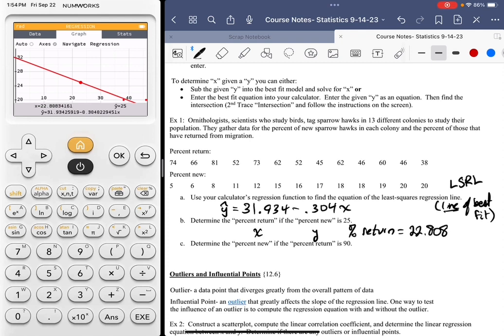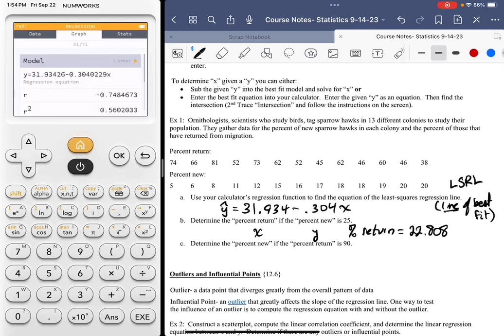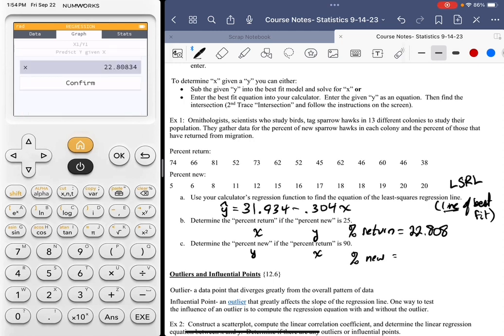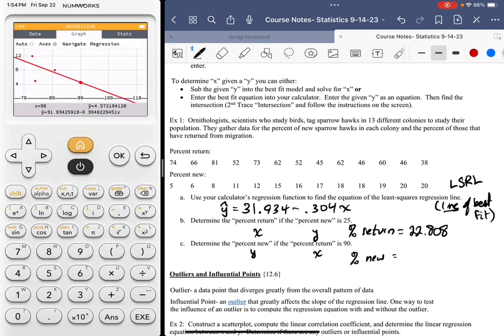And then back into regression, let's figure out Y, percent new, given X. Pop in the given value, confirm it, and it's telling us that the Y hat value, which represents percent new along the regression line, is about 4.572.